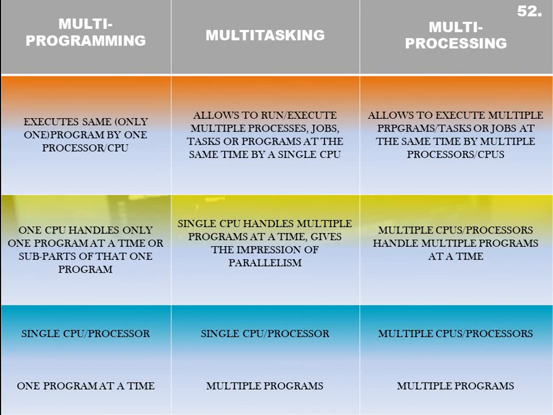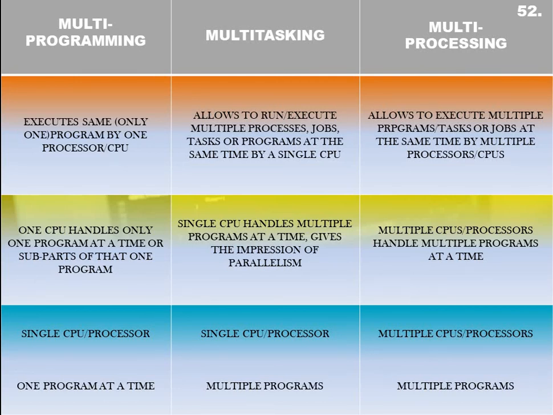In multiprocessing, multiple CPUs or processors handle multiple programs at the same time. Multiple CPUs are busy with multiple programs. In multitasking, one CPU is busy with multiple programs, while in multiprogramming, one CPU is busy with only one program.